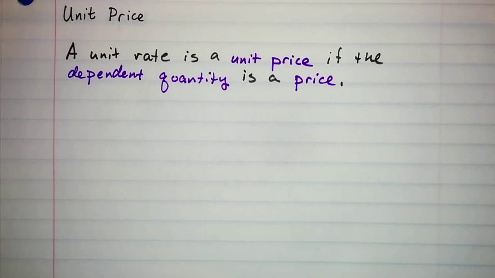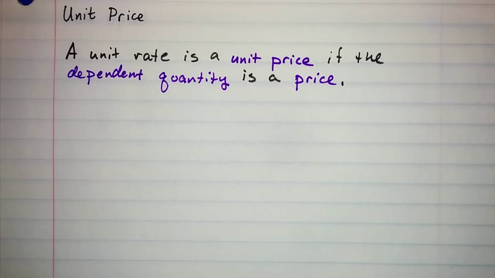One special kind of rate that we're often interested in is the unit price. A unit rate is a unit price if the dependent quantity is a price. So if we're looking for a rate in dollars per item, for example, that would be a unit price.